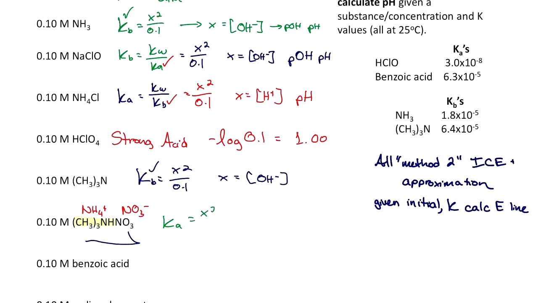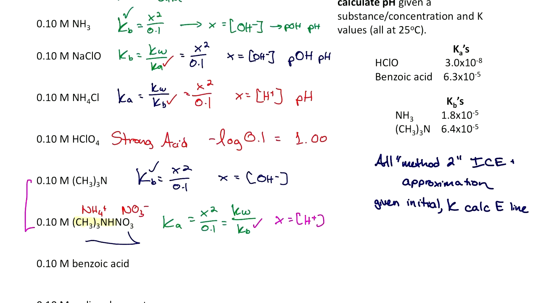So again, we'll do x squared over 0.1, except we're not given Ka. Sorry, I forgot. So we have to calculate it using the Kb value that is given. Right, so these are two acid-base conjugate pairs. When you solve for x, this is H plus concentration. Go ahead and solve for pH. All right, are you seeing it all come together?